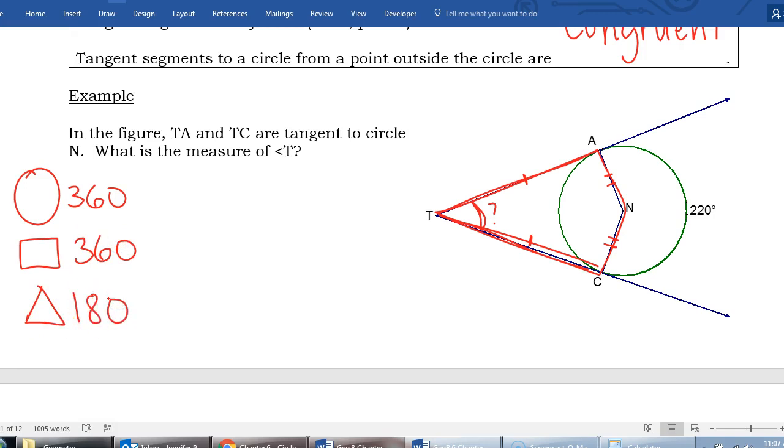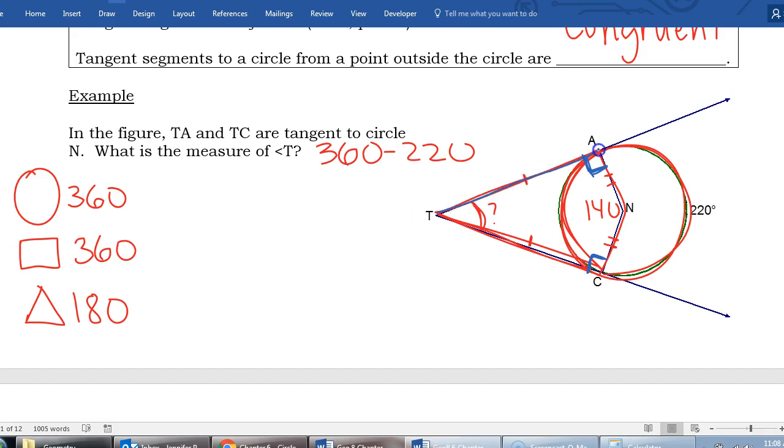If I have 220 degrees on this part of the circle, and I know that a full circle is 360 degrees, if I do 360 minus 220, I'll get this piece of the circle right here. So 360 minus 220 is 140. So I know angle ANC is 140 degrees. My new rule up top told me that when a radius hits a tangent, that's going to give me 90. So I'm going to change colors so we can see that 90 degrees for that radius and tangent intersection, 90 degrees for that radius and tangent intersection.